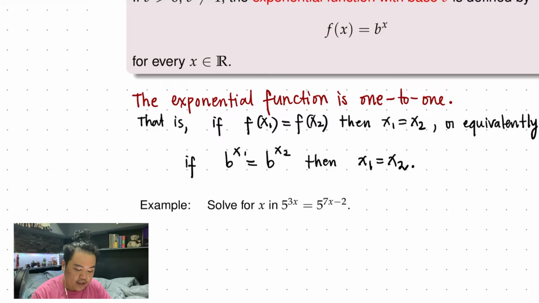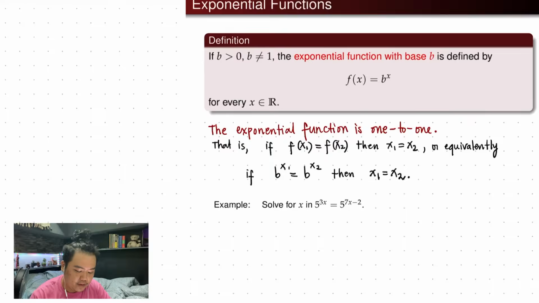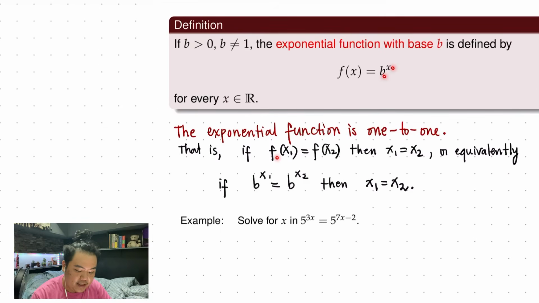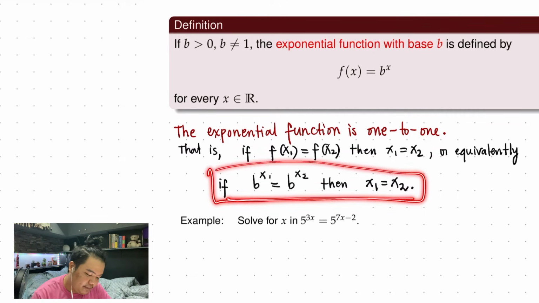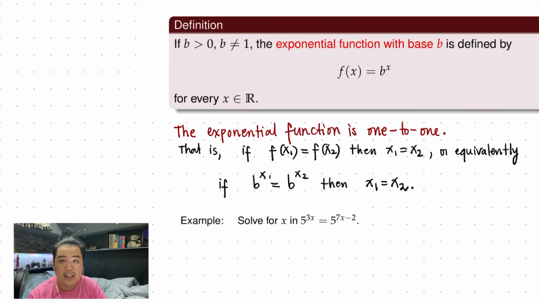Ibig sabihin nun, if f of x1 is equal to f of x2, then x1 is x2. Or equivalently, our f is b raised to x. So, f of x1 is b raised to x1 and f of x2 is b raised to x2. So, if b raised to x1 is equal to b raised to x2, then x1 is equal to x2. So, intuitively, itong property na to, pwede nyo isipin as if you have an equality at sa magkabilang side ng equality, same yung base and yung base mo is greater than 0, not equal to 1, you can just cancel the base or equate the exponent.